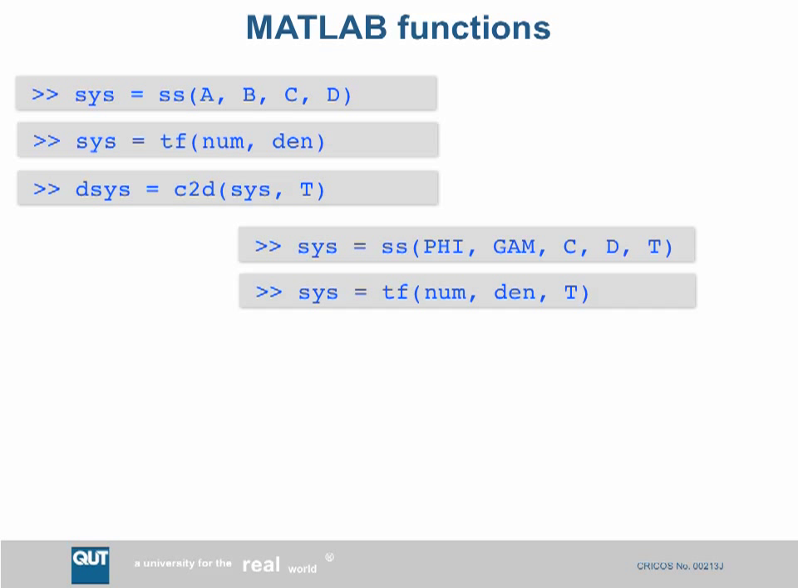If I have a discrete time system, I can get out the phi and gamma matrices by using the SSdata function. If it's continuous, it will give us the A and B matrices. Here it gives us the phi and gamma matrices. And I can work out the poles by using the eigenvalue function, or I can use the function tzero to find out the zeros of the system.